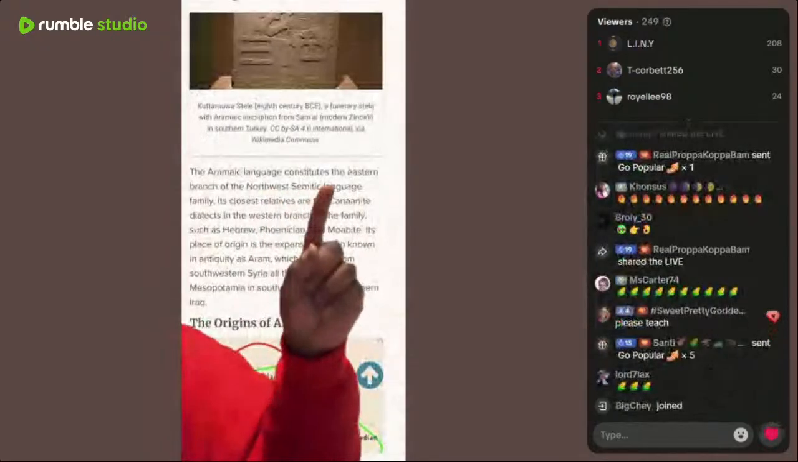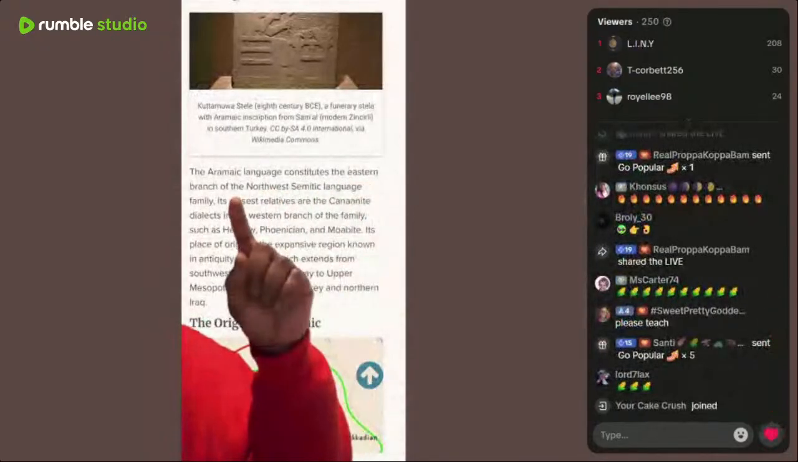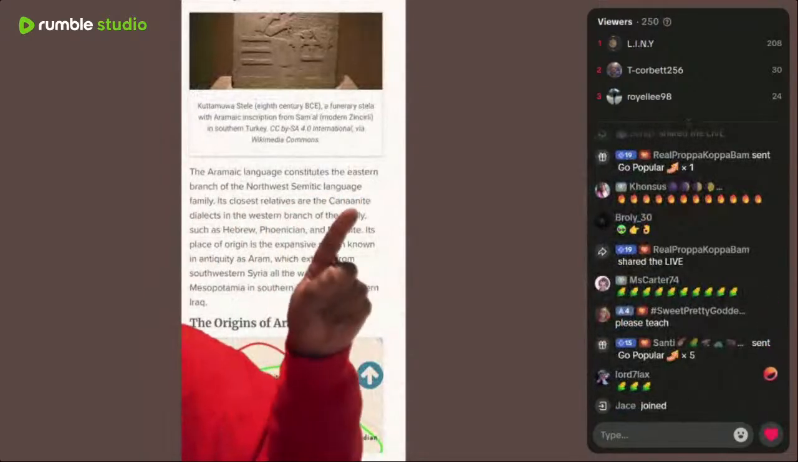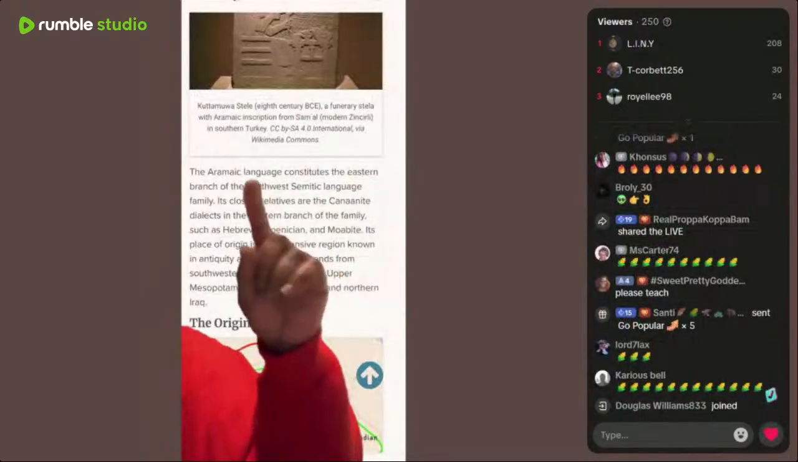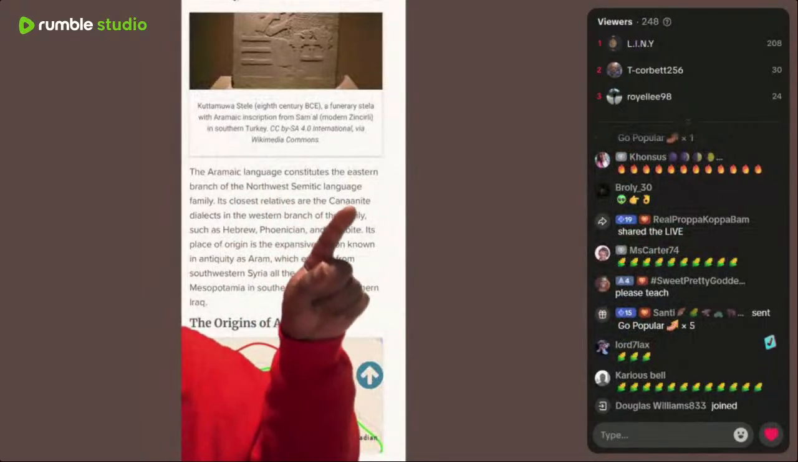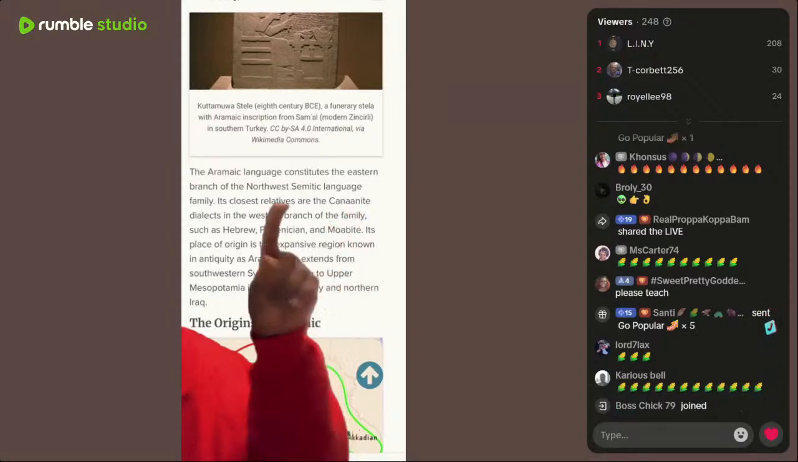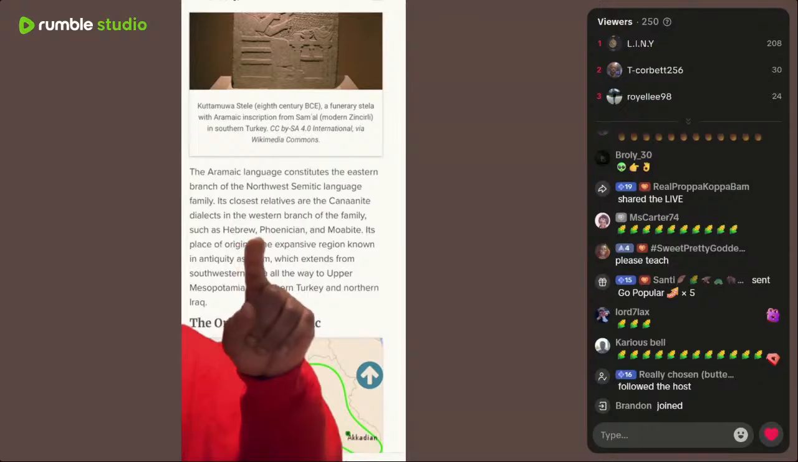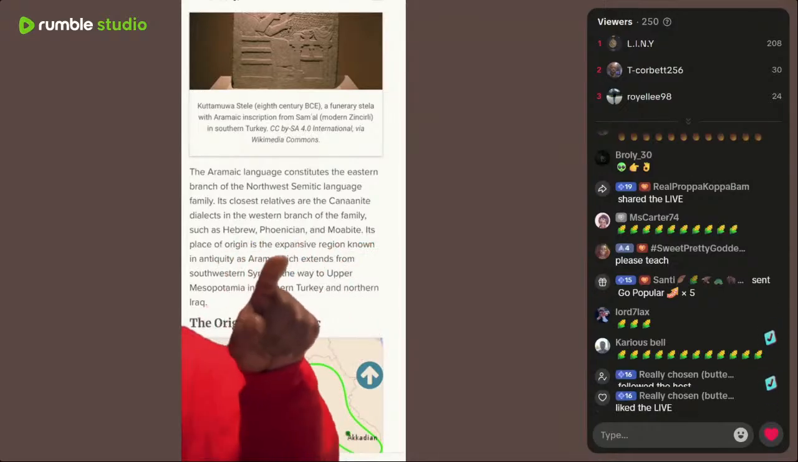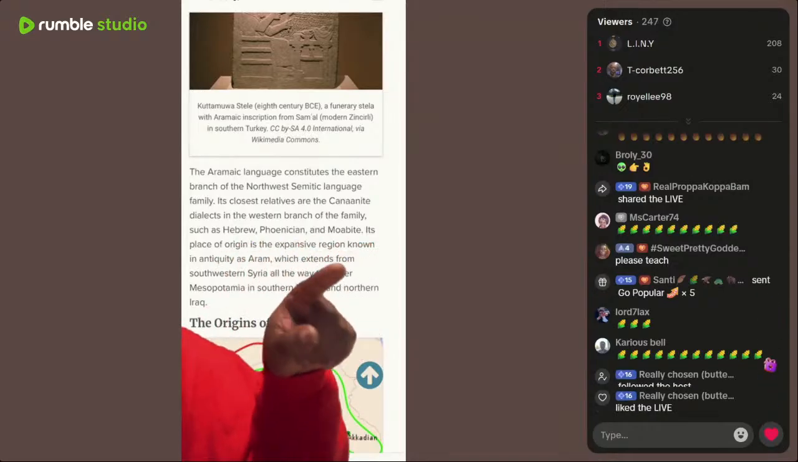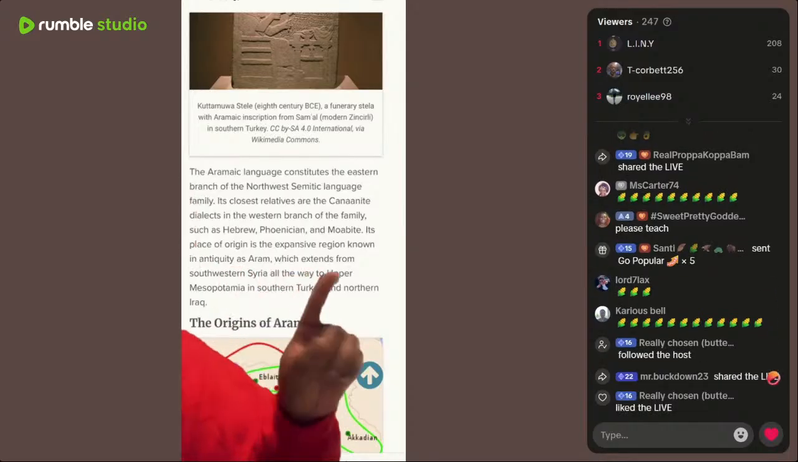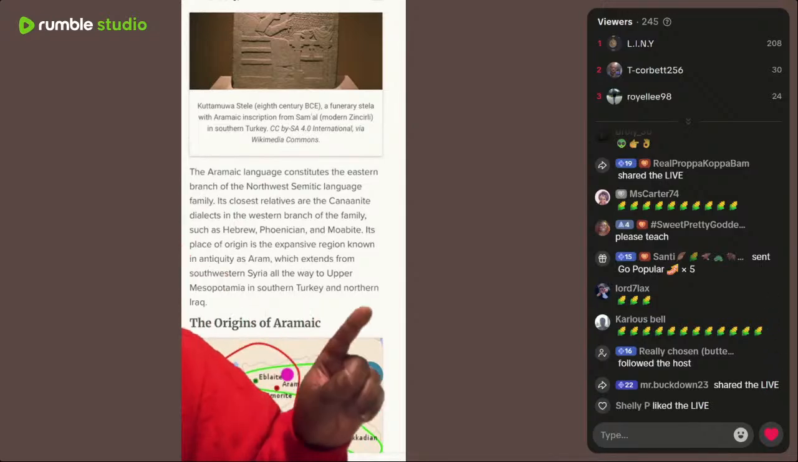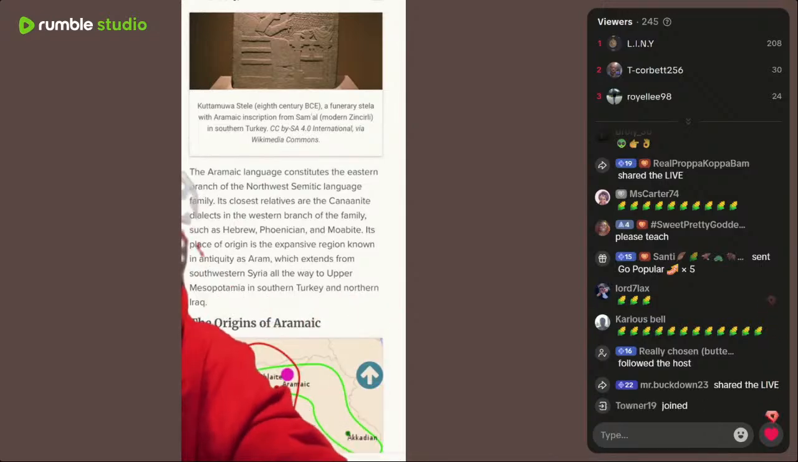The Aramaic language constitutes the eastern branch of the Northwest Semitic languages family. The closest relatives are the Canaanites. Aramaic language come from the Canaanites. Stop trying to act like it's older. Let me show you. Dialect with the western branch of the family: Hebrew, Phoenician, and Moabite. Its place of origin is the expansive region known in antiquity as Aram, which extends from southwestern Syria all the way to upper Mesopotamia in southern Turkey and northern Iraq. Let's keep going.